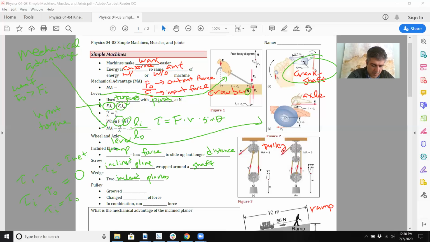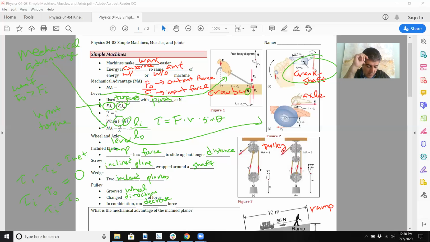Pulleys are more popular though. They tend to have a grooved wheel. They change the direction of the force. So there's also tension that you have to worry about within the rope that's part of the pulley. In combination, it can decrease the force when you do a bunch of pulleys.